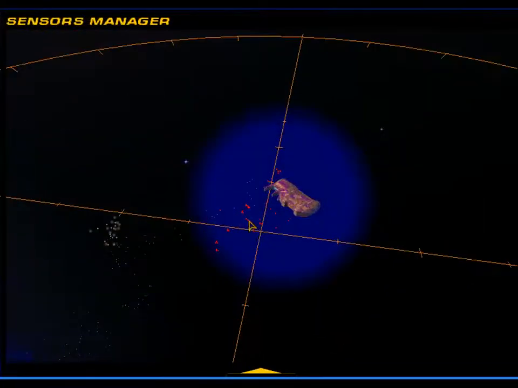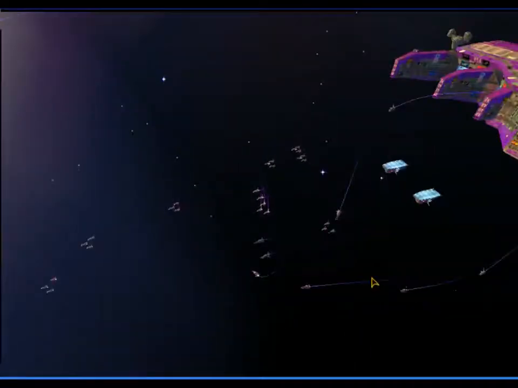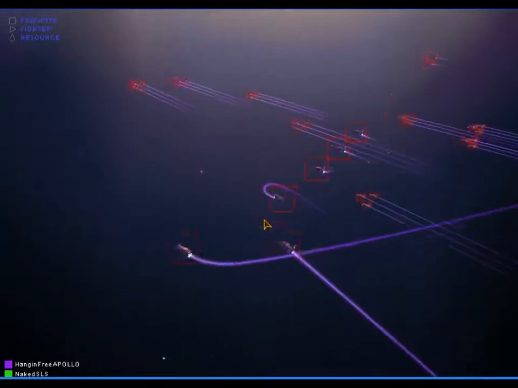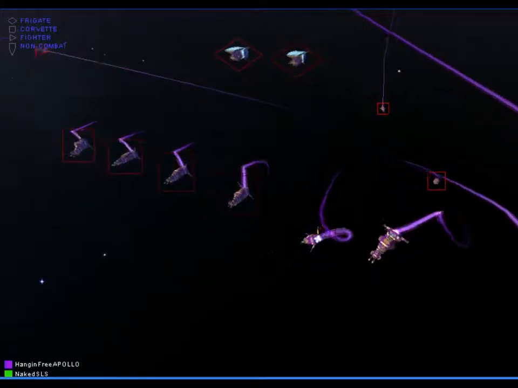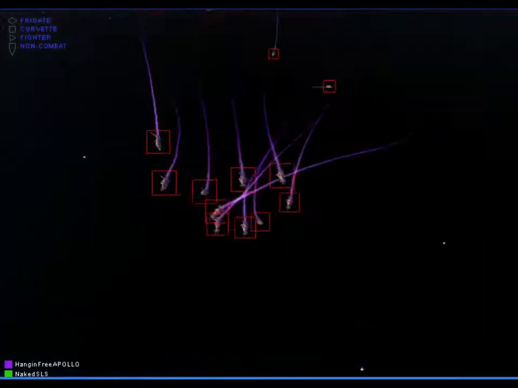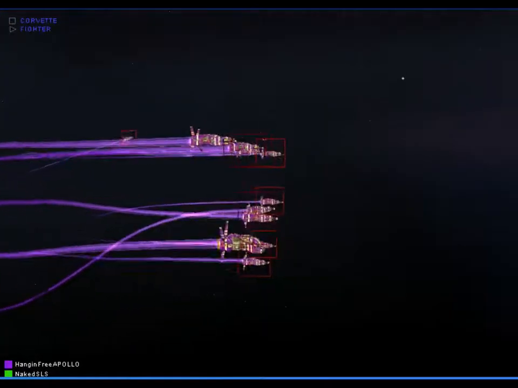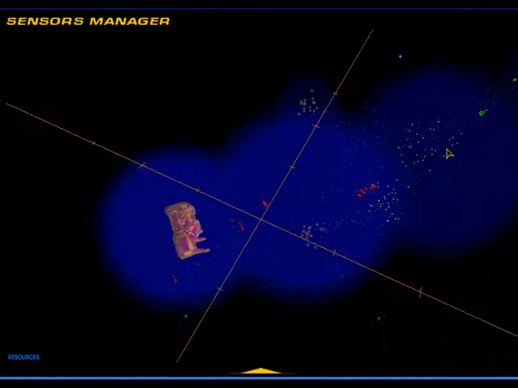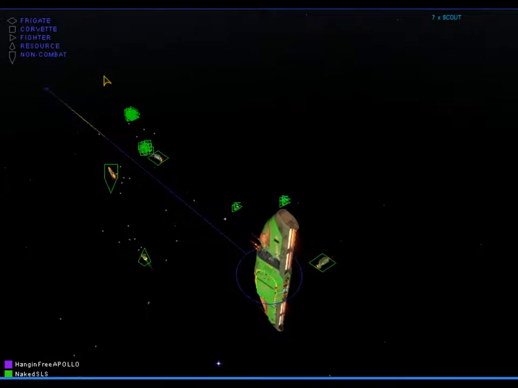Another thing to keep in mind is that once again I cannot select these units, so I can't see exactly what HangingFreeApollo has. I have to get him really close to see. Those are just light corvettes for now. Actually, is that a light corvette, or is that a heavy corvette? So HangingFree is going into the corvette line of ships, whilst let's see if we can figure out what Naked is doing.